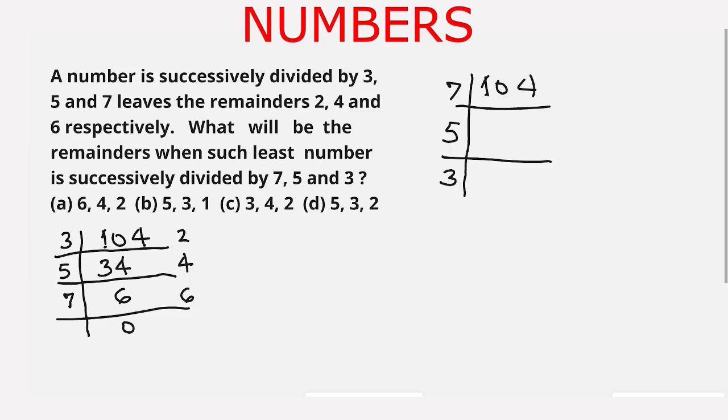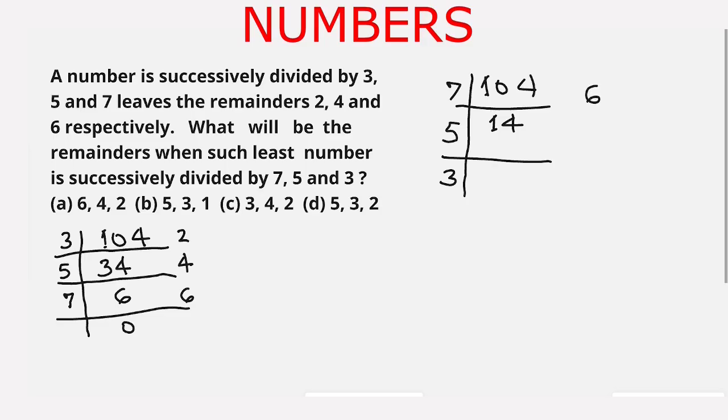The first quotient will be when 104 is divided by 7. 7 times 1 is 7. 10 minus 7 is 3. We carry 4. So it is 34. 7 times 4 is 28. 34 minus 28, the remainder is 6.